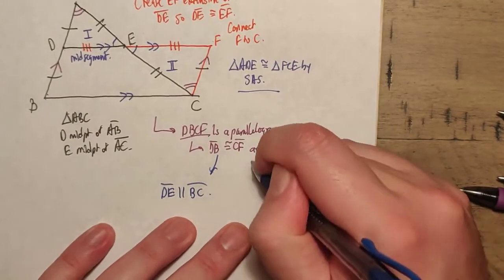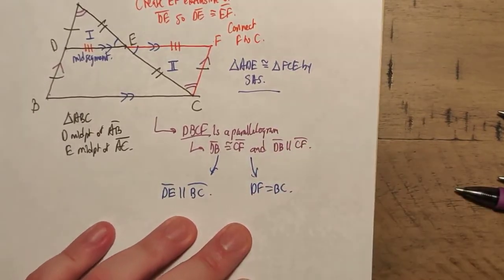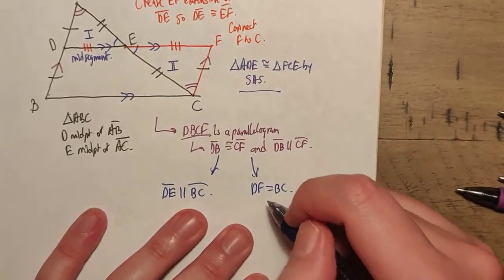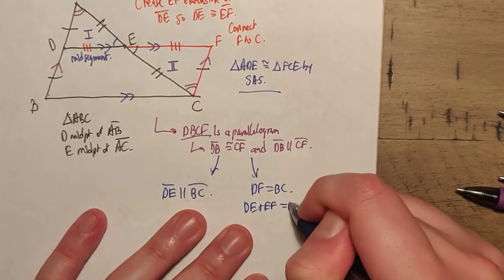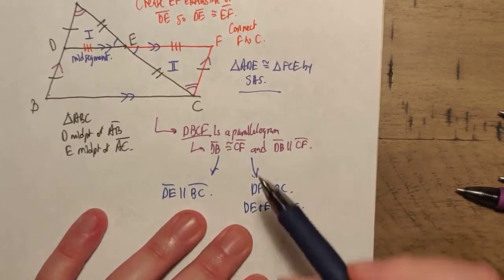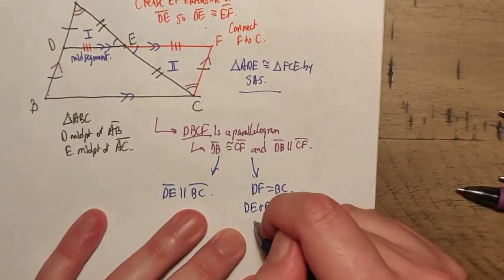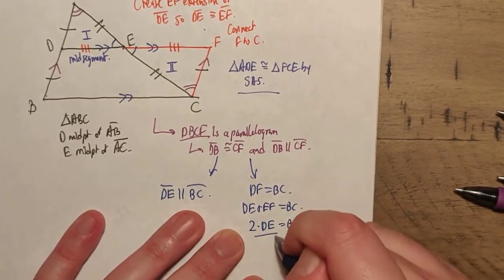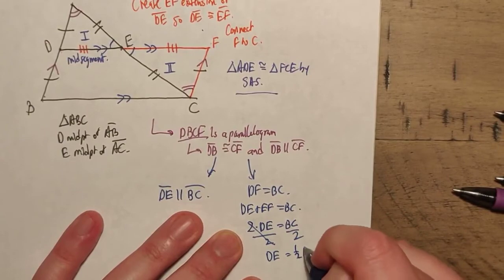So another thing we can also conclude here is that DF equals BC, right? They're congruent to one another. However, because they're congruent to one another, we know that in this case DF is DE plus EF here. That's going to be equal to BC, right? But since DE and EF were the same from up here, we can set them equal to each other. So I know that 2 times DE equals BC here. And as a result, I can divide both sides by 2. And we end up with DE equals 1/2 of BC here.